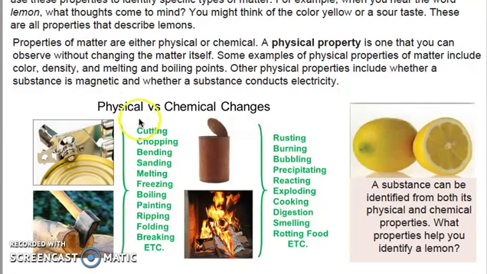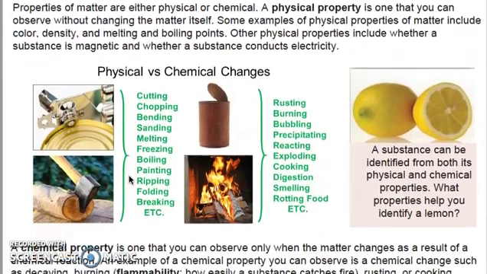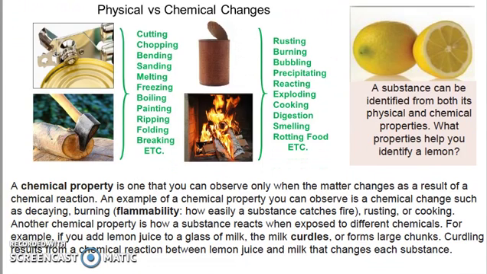Right here you can see some of the physical changes. You can cut, chop, bend, sand, melt, freeze, boil, paint, rip, fold, and break. Okay. Now, a chemical property is one that you can observe only when the matter changes as a result of a chemical reaction.